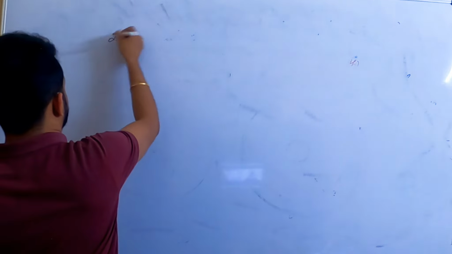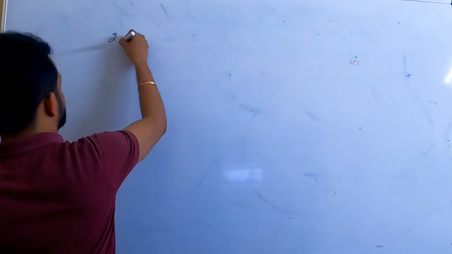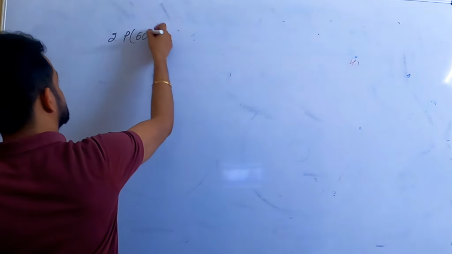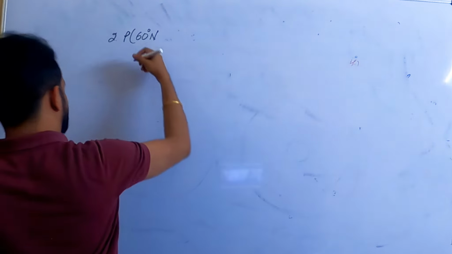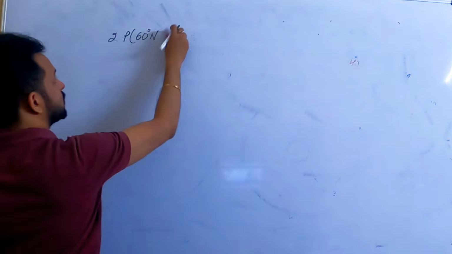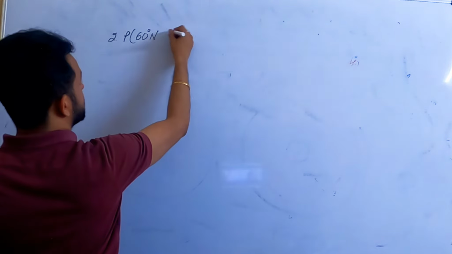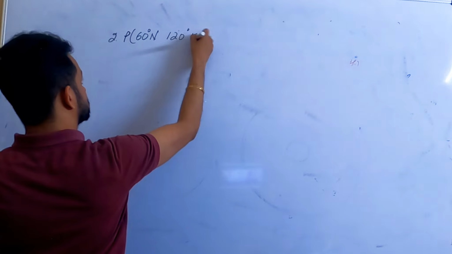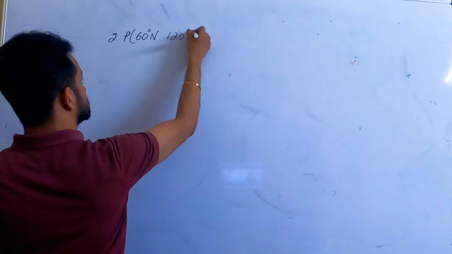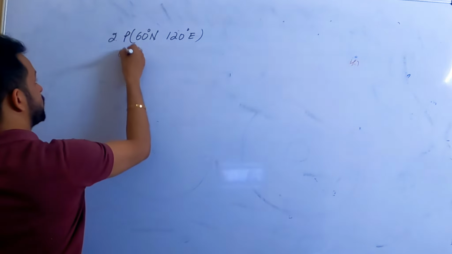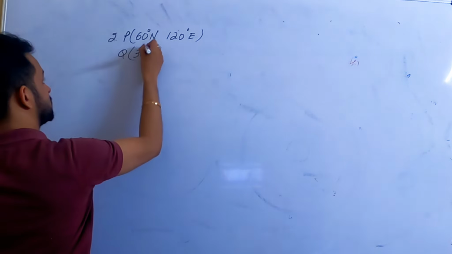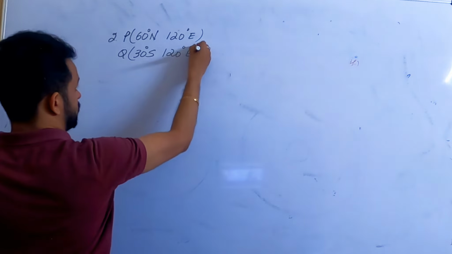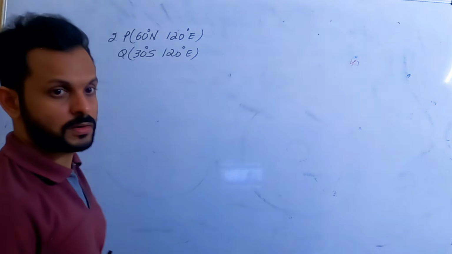Let's look at other points here. Now, point P, which is on 60 degrees north and 120 degrees east, and point Q is on 30 degrees south and 120 degrees east.